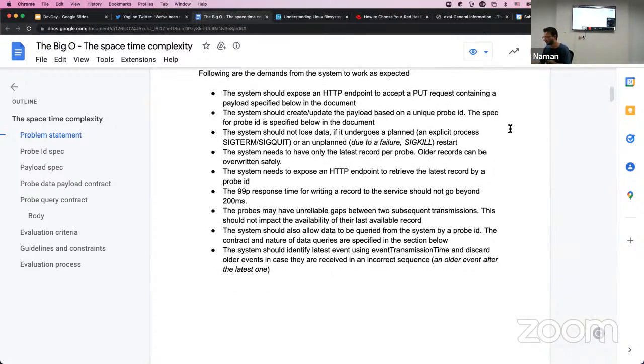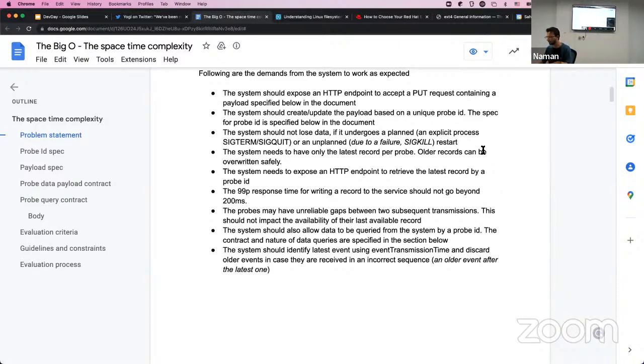The other key part of it is you have to always keep the latest copy. You can always forget about the earlier copies. So let's say we get a payload at time X, and then after some time, X plus 10, we get another request from the same probe ID. Then we can delete the earlier one and overwrite it with the new data, right?